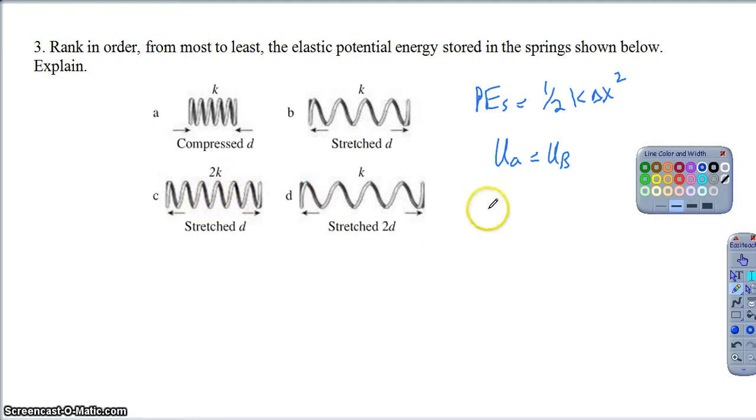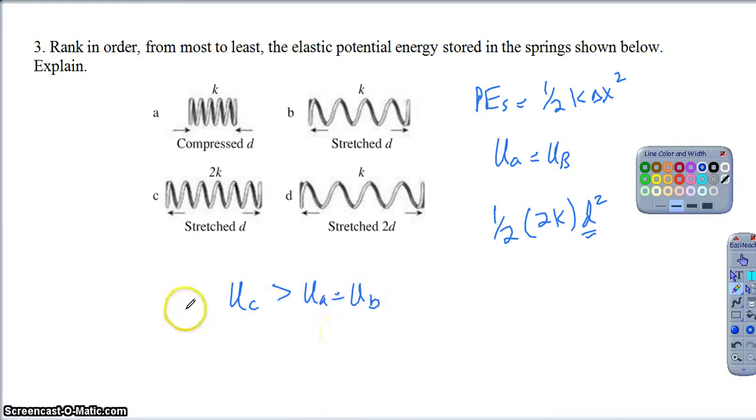Well, for C, the only thing that I change is it's still stretched by amount D, but I've also doubled the constant. Because it still has the original same distance that those two have been stretched, but I have doubled the constant, I know that the potential energy stored in C is going to be greater than the potential energy stored in A and B.